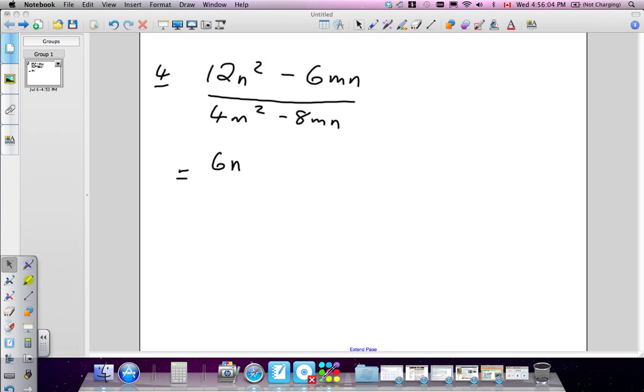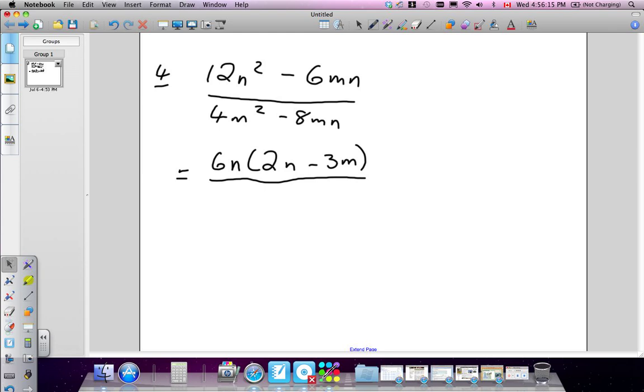Okay, so we take 6n out and we're left with 2n minus 3m, right? Same idea. Isn't it 1? Because you took 6 out. Oh, sorry, you're right. m. 6 divided by 6 is 1. You can just leave it as m.